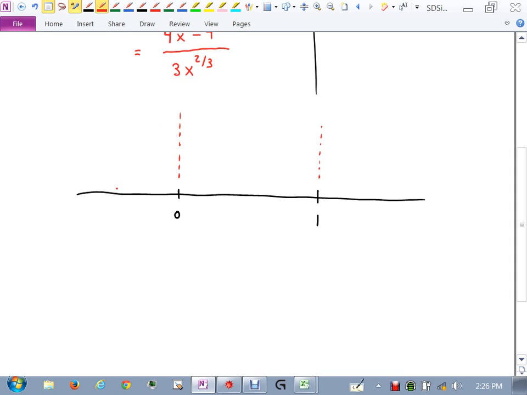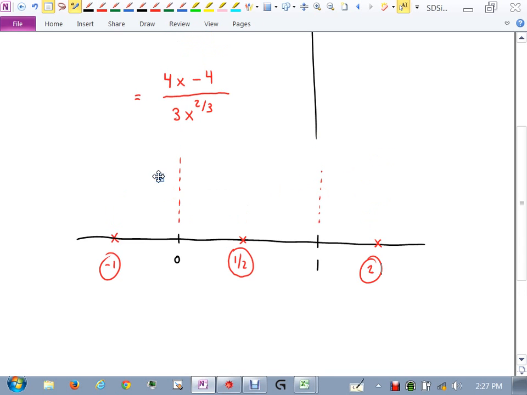Plugging test points into the derivative, right? You will never plug test points into the original function. Test points always go into derivatives, either the first or second derivative, depending on if you're looking at concavity or increasing, decreasing. All right, so I plug those into the derivative. Here we go. Let's go -1 in here.